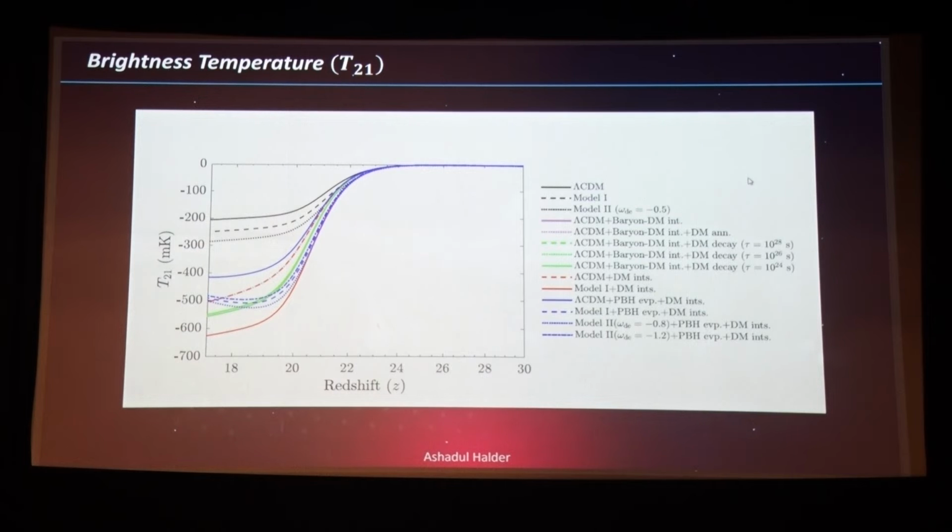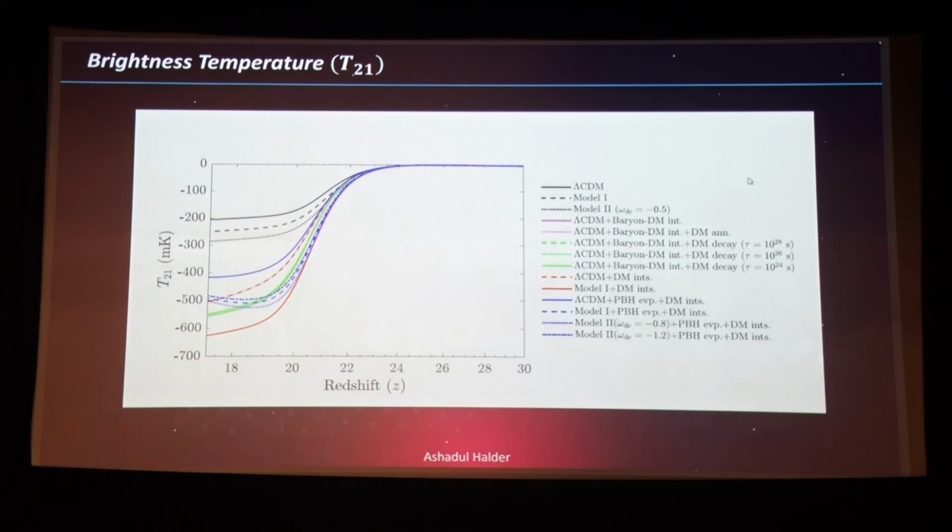But still, as we know, the cooling effect, essentially baryon dark matter interaction, is the only thing that can cool down the brightness temperature. But in this case, the modification of the Hubble parameter evolution also helps to reduce the brightness temperature. And this black dotted line is the same for model 2, where omega_de is considered to be minus 0.5. In this case the brightness temperature decreases also.